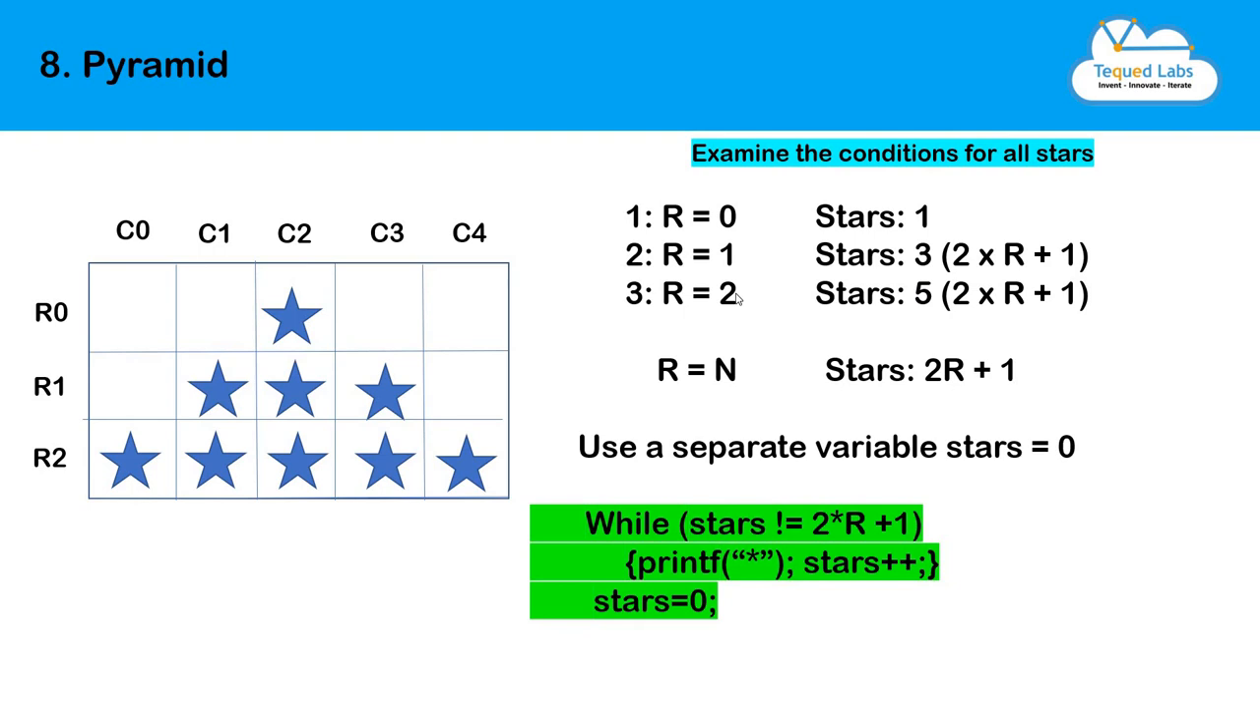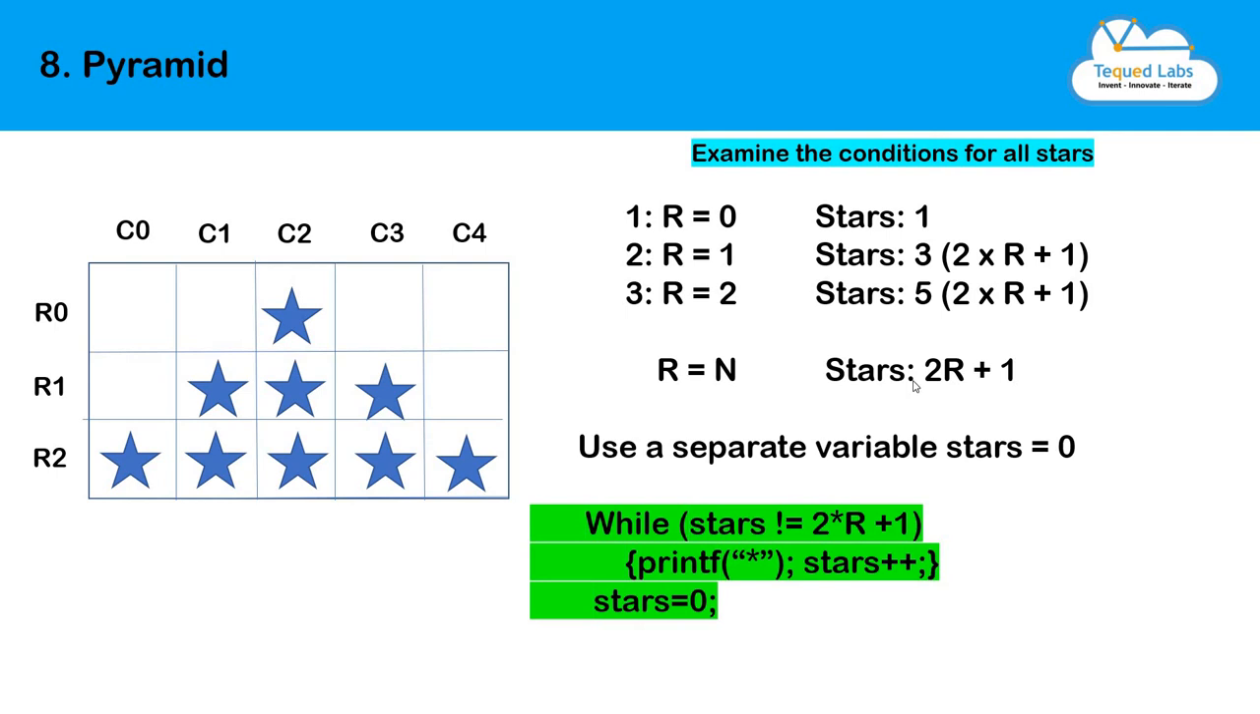How do you get 5 from 2? You can multiply 2 into 2 and you can add 1. So that is what we are doing here. So it is 2 into r plus 1. So r is 1 here. So 2 into 1 is equal to 2. 2 plus 1 is 3. Then we get this straight formula here. So we can generalize this as 2r plus 1. So whenever r is n, the number of stars to be printed are 2r plus 1.